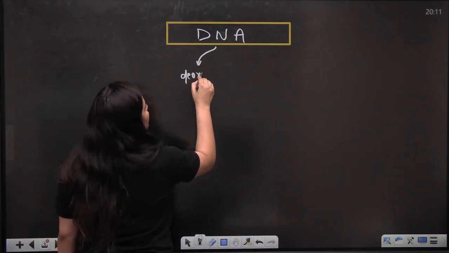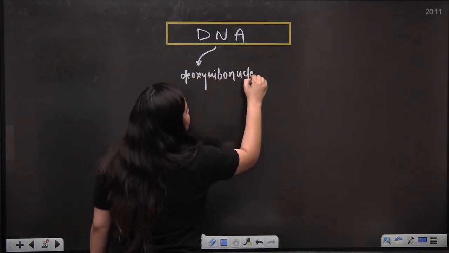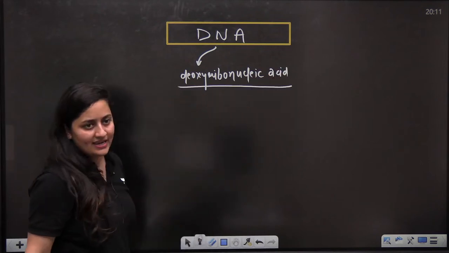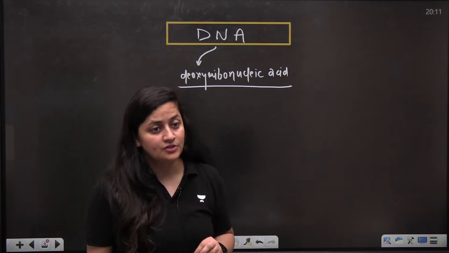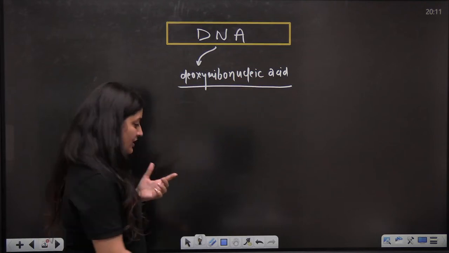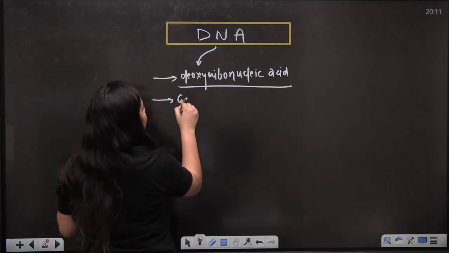See, DNA is deoxyribonucleic acid, right? As I said, I'm going to teach you from the basics, so please listen to me very carefully. Students, DNA is basically the genetic material. You know that the genetic material is very important.